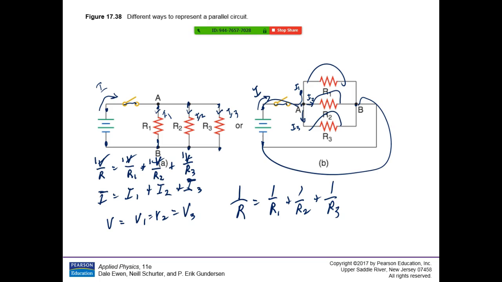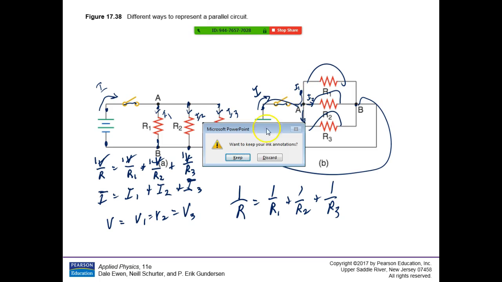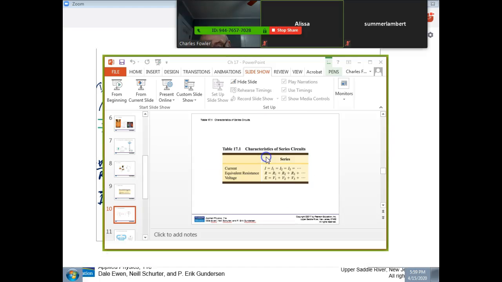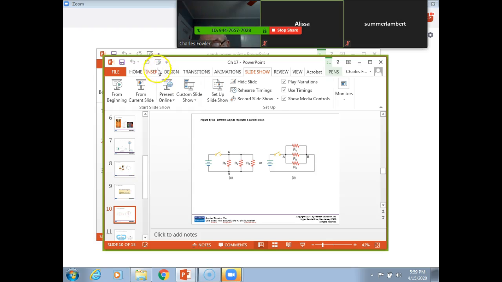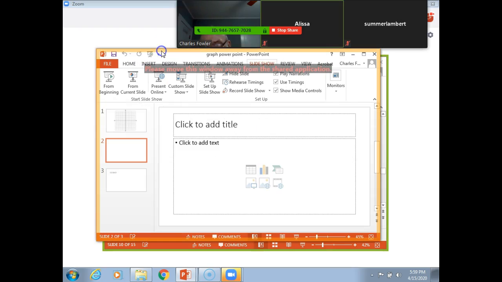So I think I'll get out of this and go back to my white slide. Okay, white page here. Now I'll have to find my pen again. Okay. Let's go back to a 2 resistor system. 1 over R is equal to 1 over R1 plus 1 over R2.